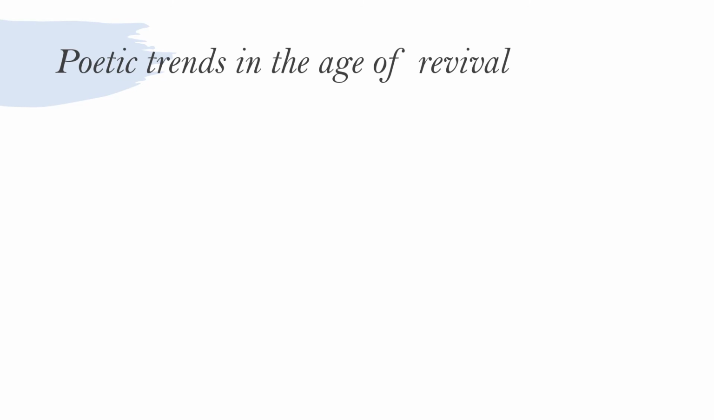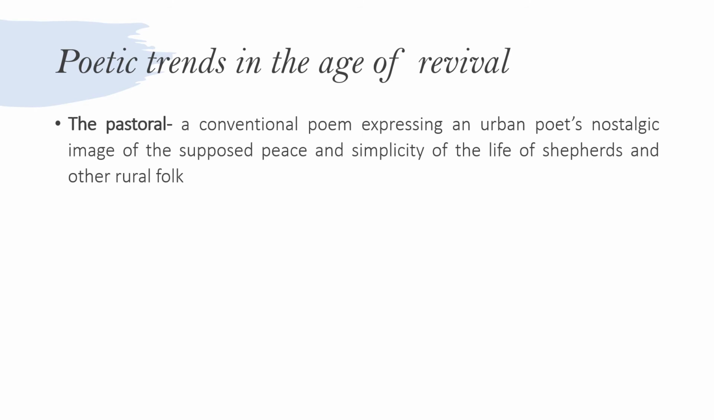Poetic trends in the age of revival. First one, the pastoral. The pastoral is a conventional poem expressing an urban poet's nostalgic image of the supposed peace and simplicity of the life of shepherds and other rural folk. So there's a comparison between the urban milieu and the rural milieu.